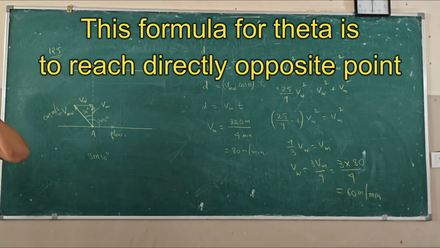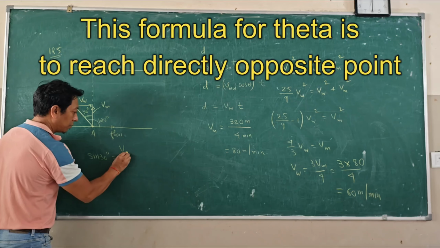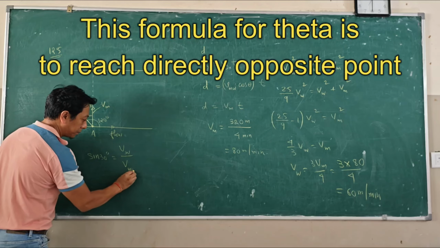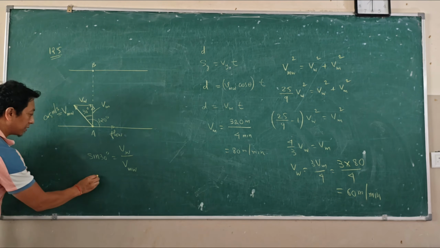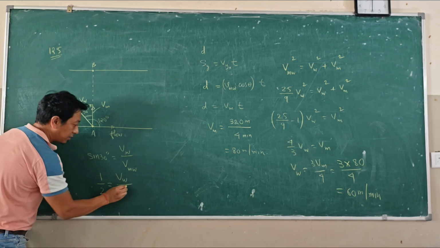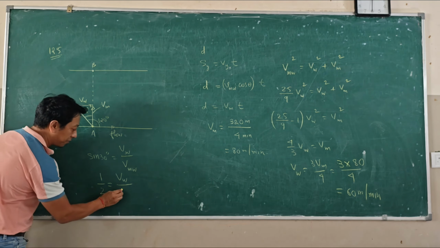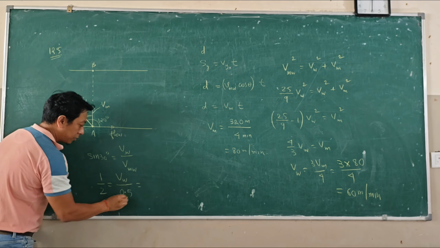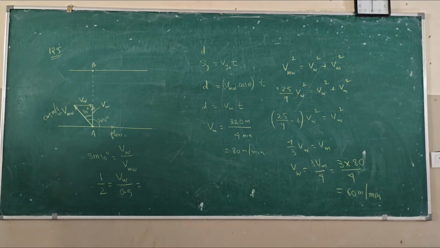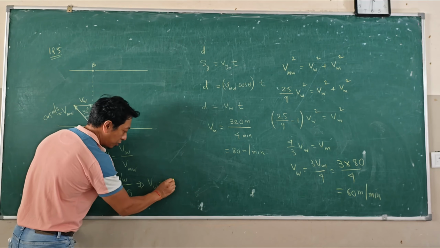Sin theta formula was VW by Vmw. So if you remember, directly VW by Vmw. Sin 30 is half. VW we have to find. Man's velocity in still water, like that they should have mentioned, is 0.5. So if you cross multiply, 0.25. So velocity of water is 0.25.